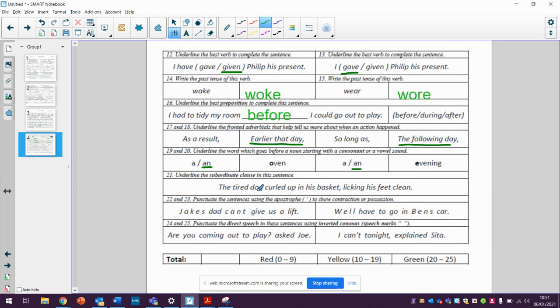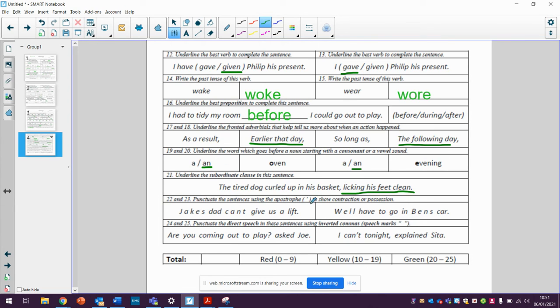Underline the subordinate clause. Remember, subordinate clause is where it doesn't make sense by itself. The tired dog curled up in his basket. Well, I could put a full stop there, and that would be the main clause. Licking his feet clean. Now that doesn't make sense on its own, so it's a subordinate clause.